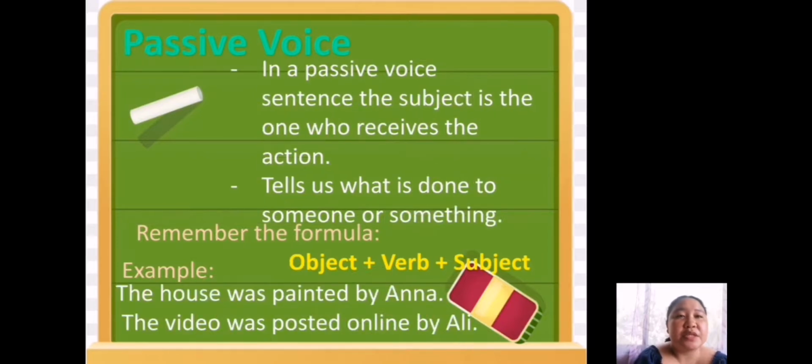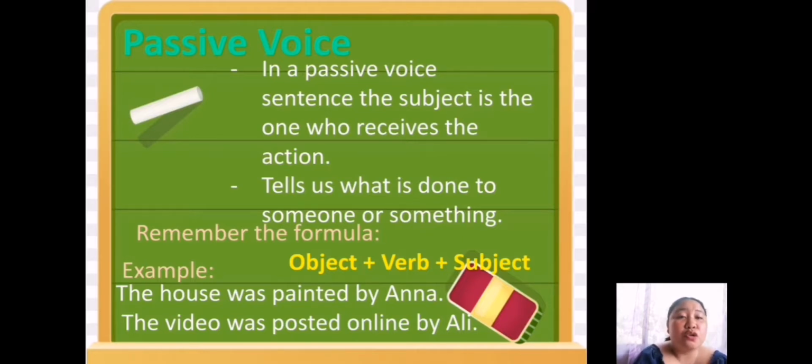Now let's proceed. Passive voice. In a passive voice sentence, the subject is the one who receives the action. If in the active voice, the subject is the one who performs the action, in passive voice, the subject is the one who receives the action. It tells us what is done to someone or something.